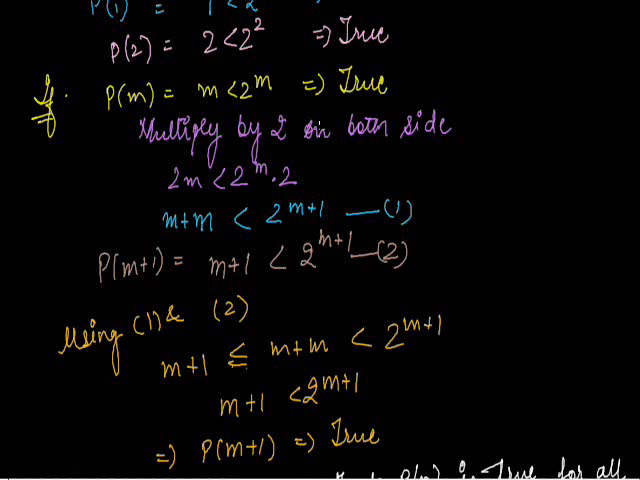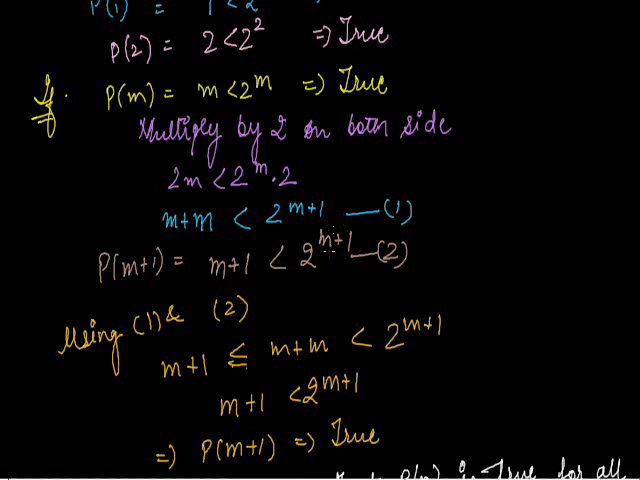Multiply 2 on both sides. When we multiply 2 on both sides, in LHS what we have is 2m. 2m is less than 2 power m into 2. 2 power m into 2 can be written as 2 power m plus 1. So in LHS what we have is m plus m. m plus m is less than 2 power m plus 1. Now putting the value of m plus 1 in the statement, what we get is m plus 1 is less than 2 power m plus 1.